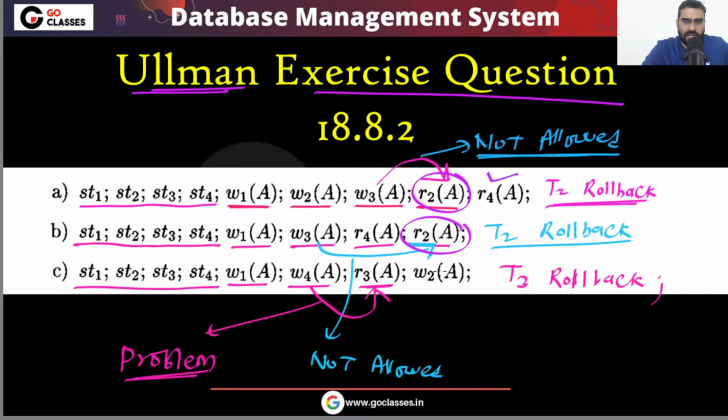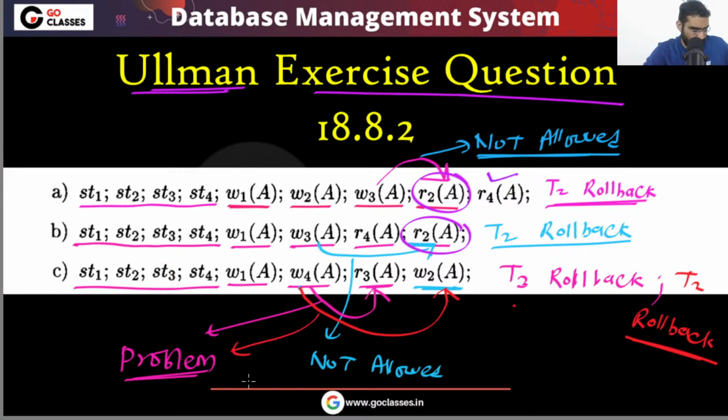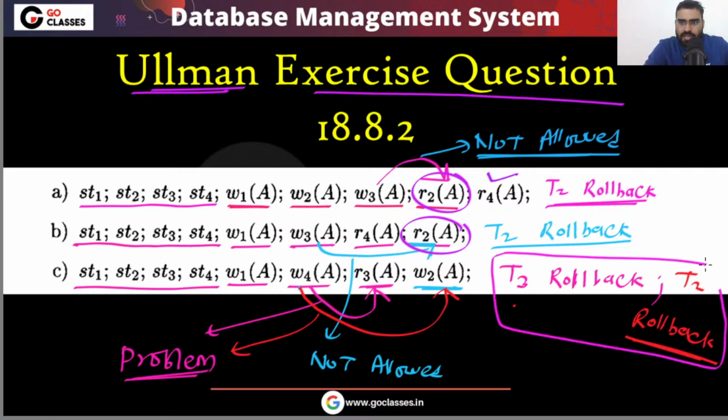But remember, after T3 rolls back, T2 will also roll back. Please understand, something interesting here: T2 will also roll back. So T3 and T2, both of them will roll back. In this third one, T3 rolls back and T2 also rolls back. Two transactions will roll back in this one.